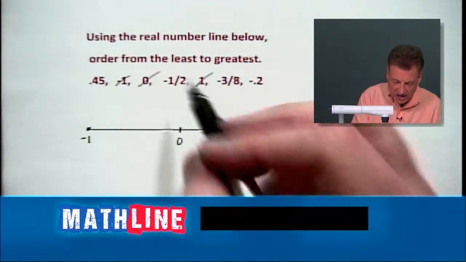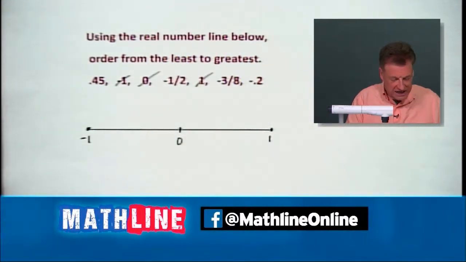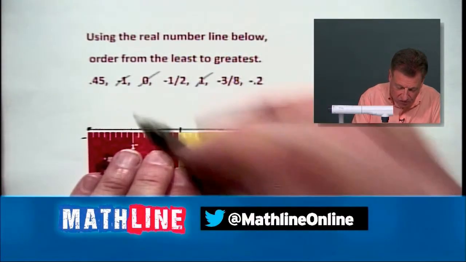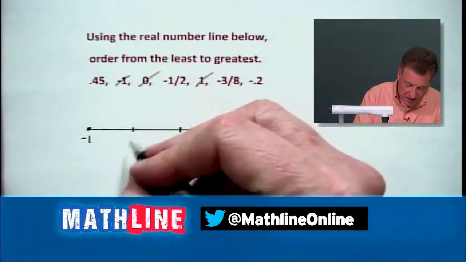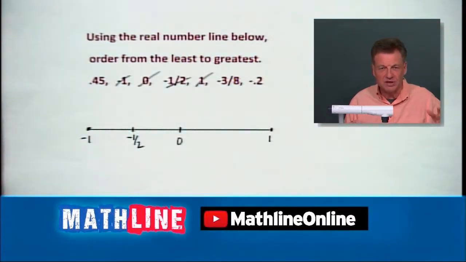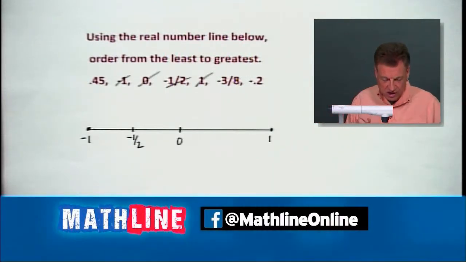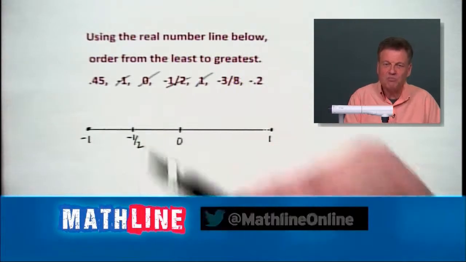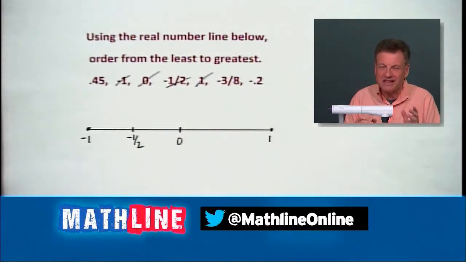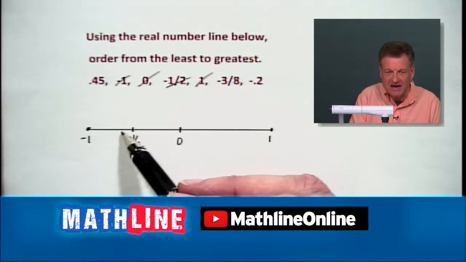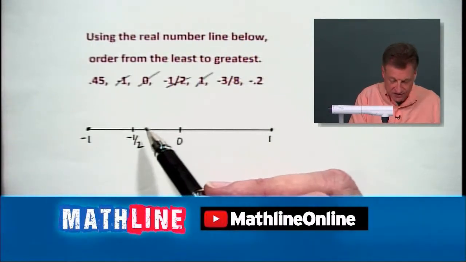Do we know where -1/2 is? It's going to be right in between 0 and -1. So let's plop it right there. There is our -1/2. We have it placed on the number line. -3/8. Think a little bit about the location. It's closer to 0 when we think about less than. So don't put it to the left of -1/2, but it's going to be a little bit here to the right, okay?